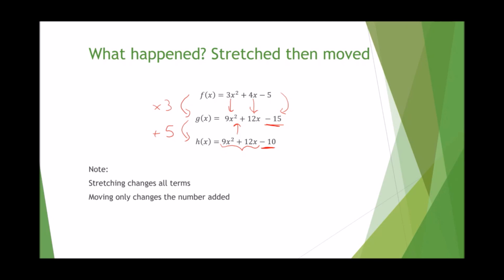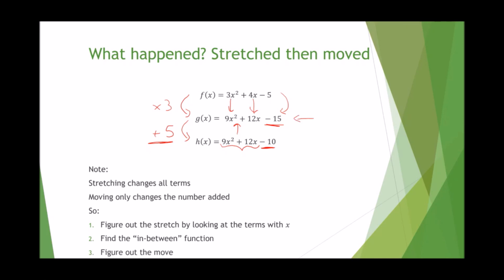We took the exact same steps as before. We started by figuring out the stretch, looking at the terms with x, then we figured out the last bit of the in-between function, and lastly we figured out how much it has been moved. The only difference is that now we have taken this bit from the bottom part, from the final function, as opposed to from the starting function. And that's because we now have the plus at the end. That's the only difference between the example with moving then stretching and the example with stretching then moving.